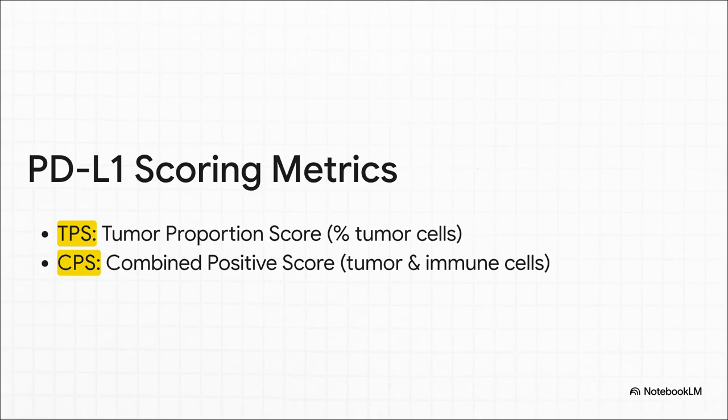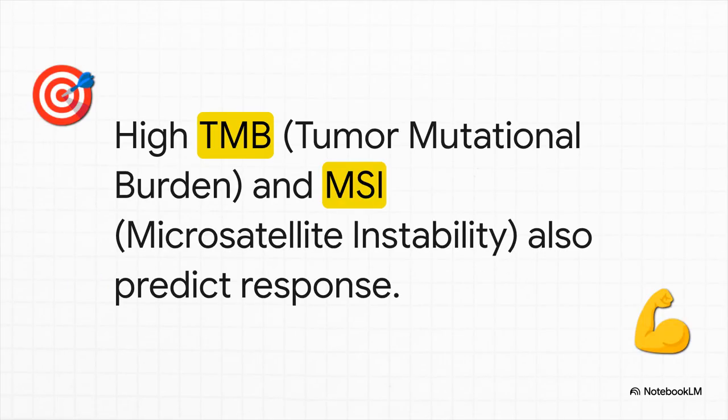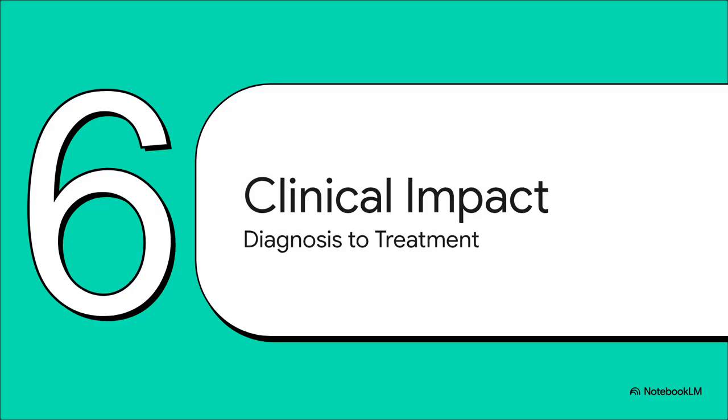The two big ones are the TPS, or tumor proportion score, which just looks at tumor cells, and the CPS, or combined positive score, which looks at both tumor cells and immune cells. Getting these scores right is absolutely 100% critical for deciding treatment. And that's not the whole story for immunotherapy. The template also has spots for tumor mutational burden, or TMB, and microsatellite instability, or MSI. If either of these is high, that can be another really strong signal that the patient will respond well to immune-based treatments.